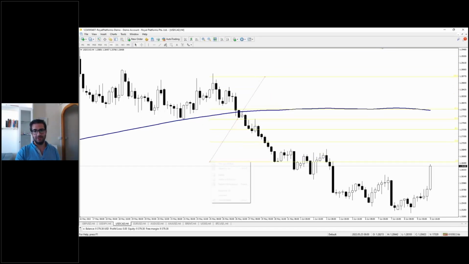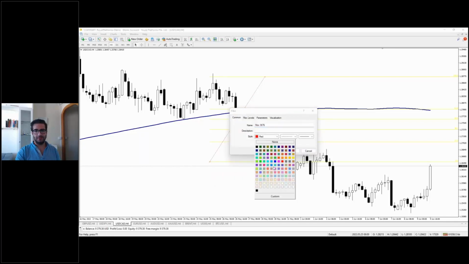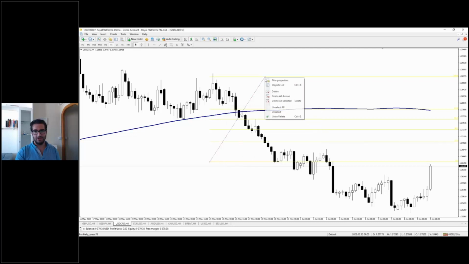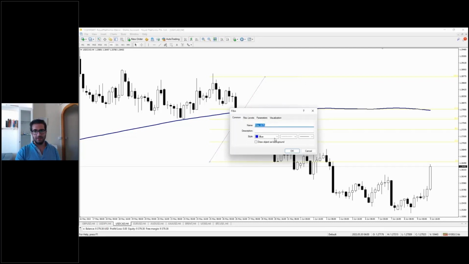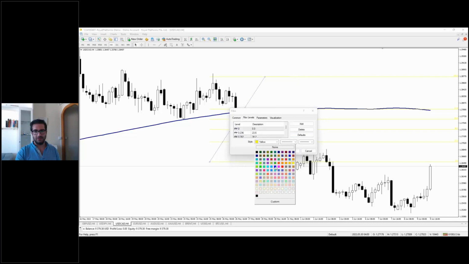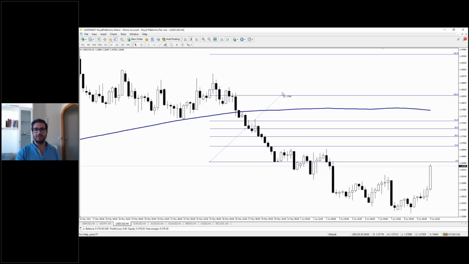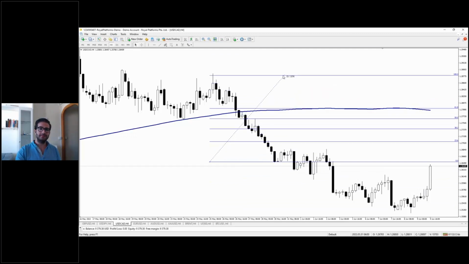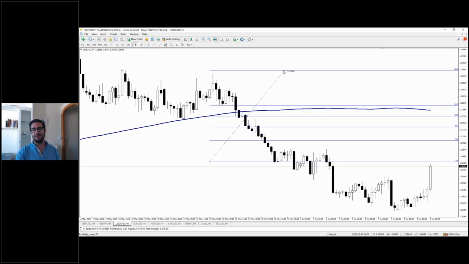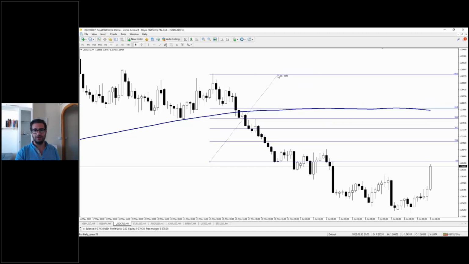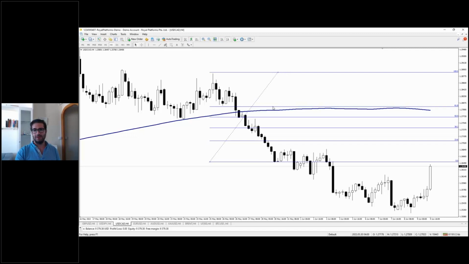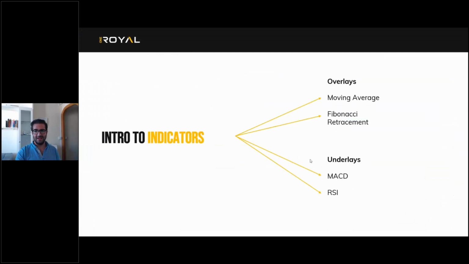It's on the top of the chart. Here you can change the color if you cannot see them, because I cannot see them honestly. Sorry, I changed the trend line. The Fibonacci level here should be okay. So you can use the Fibonacci. We will not dig deep into how to use these indicators because later in our next videos we will show you how to use them in detail. For now, it's just an introduction about these indicators. So you can use Fibonacci, moving average, as well as the underlays.